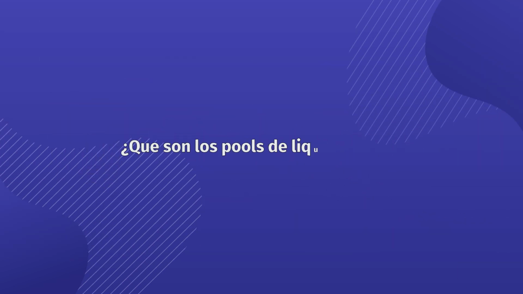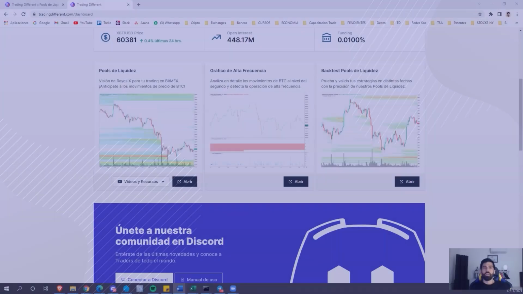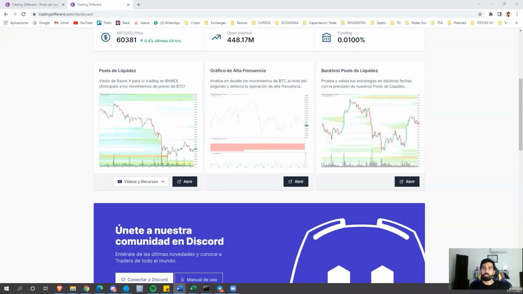What are the liquidity pools? 80% of the time the price is manipulated by high-frequency bots with a lot of capital, and they need liquidity in the market to do that. That's why the bots force the price into the zones where they know there's more liquidity, because they need to close their positions with profit in those zones where there is a lot of liquidity.